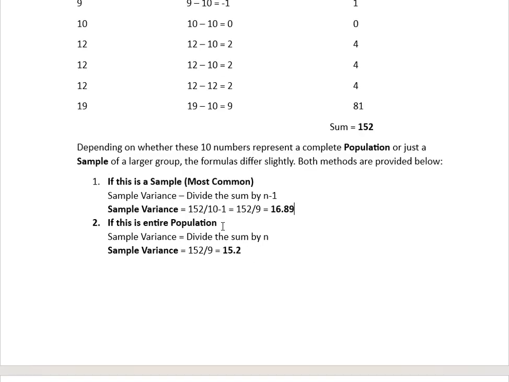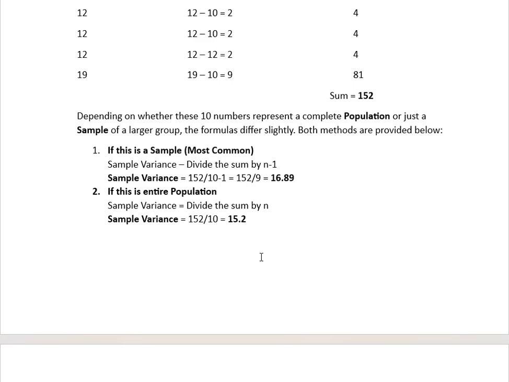If I took an entire population, then population variance is to divide the sum by n. The sum is 152, and n is the number of terms, which in our case is 10. So 152 divided by 10 is equal to 15.2, which is an approximate value. I will let you know the difference between a sample and a population in a few minutes. So these are the two formulas.